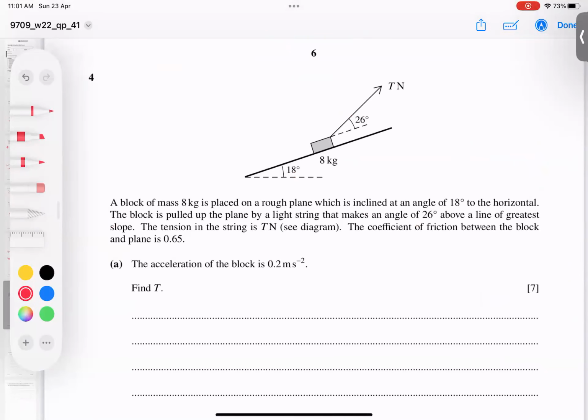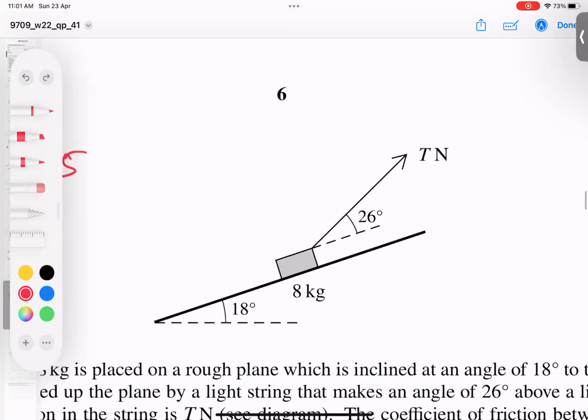He mentioned that a mass of 8 kilograms is placed on a rough plane inclined at an angle of 18 degrees to the horizontal, and the block is pulled by a string at this 26 degree angle you can see here, and the string tension is T. The coefficient of friction is given as 0.65, so mu is 0.65. The acceleration is 0.2, and we're looking for tension. So first of all, let's start resolving forces.